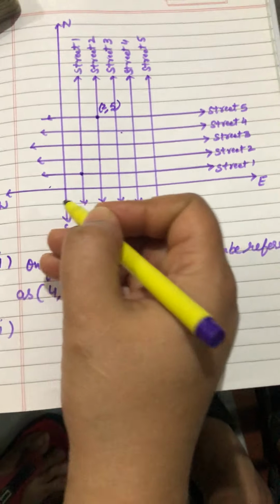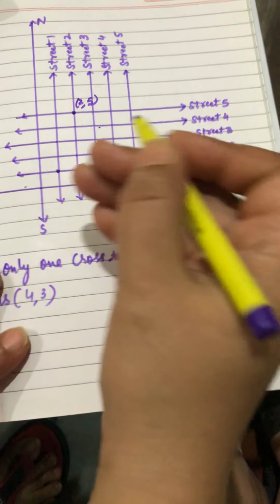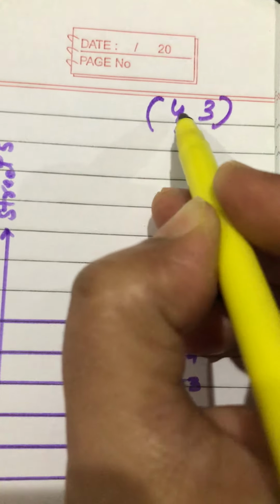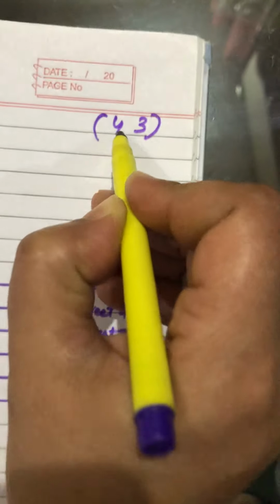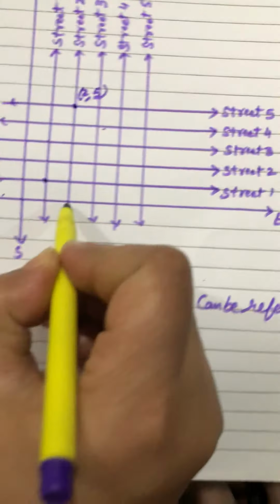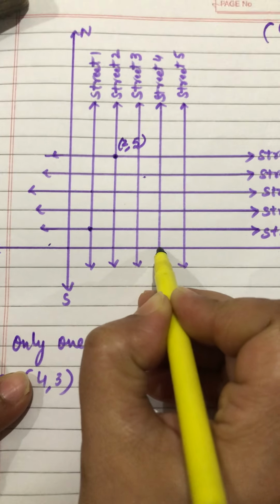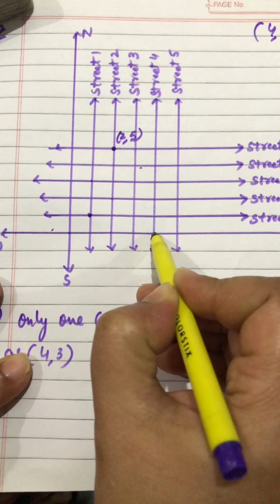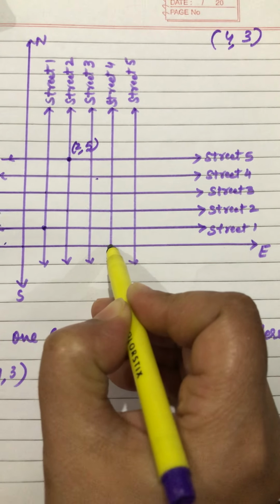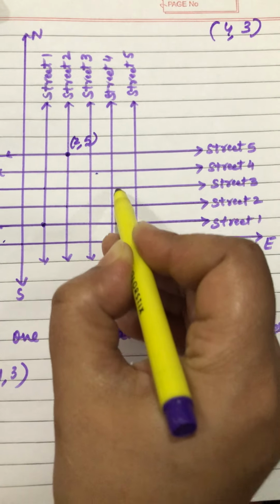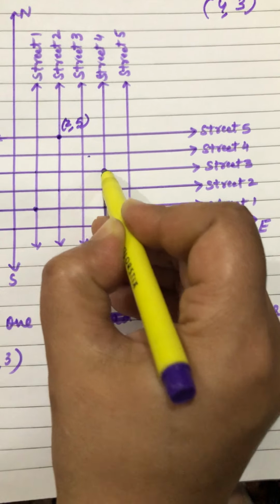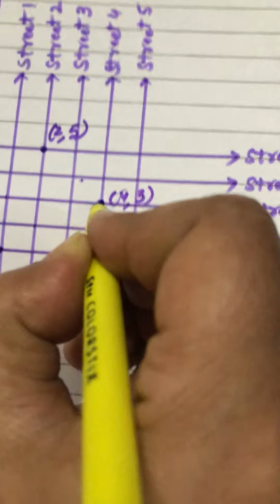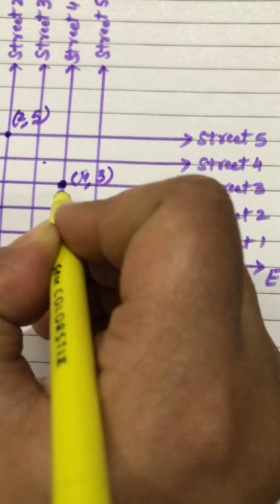First of all, we'll represent 4, 3 on this plan. So 4, 3 means street 4 of the north-south direction. 1, 2, 3, 4. This is the fourth street of the north-south direction and the third street of the west-east direction. So this is the fourth street of the north-south direction and 1, 2, 3, this is the third street of the west-east direction. So this is represented by 4, 3. This is the cross street which is referred to as 4, 3.